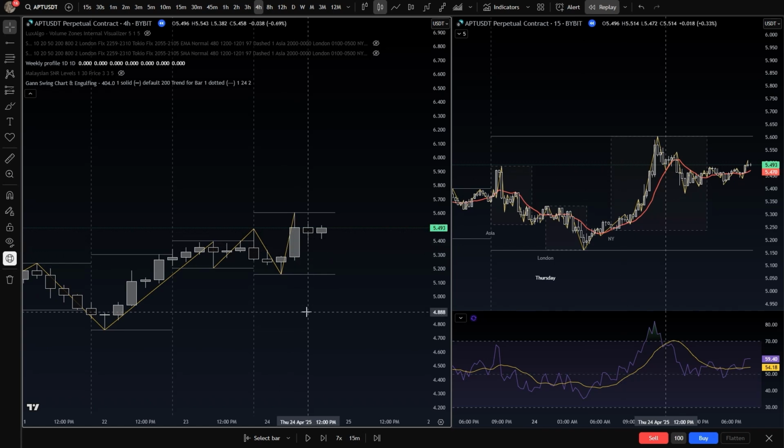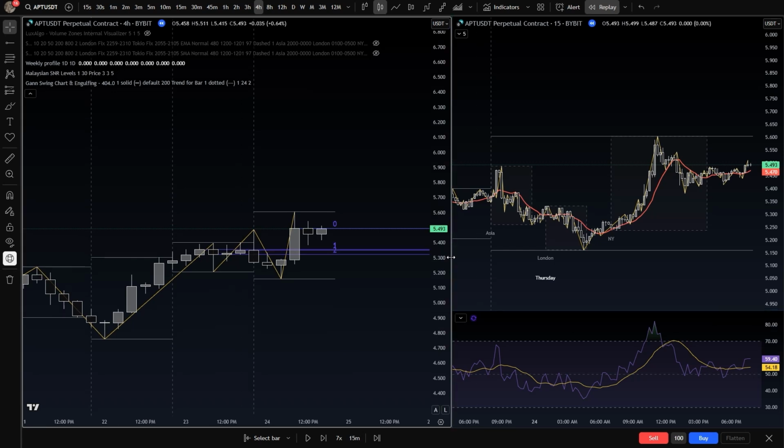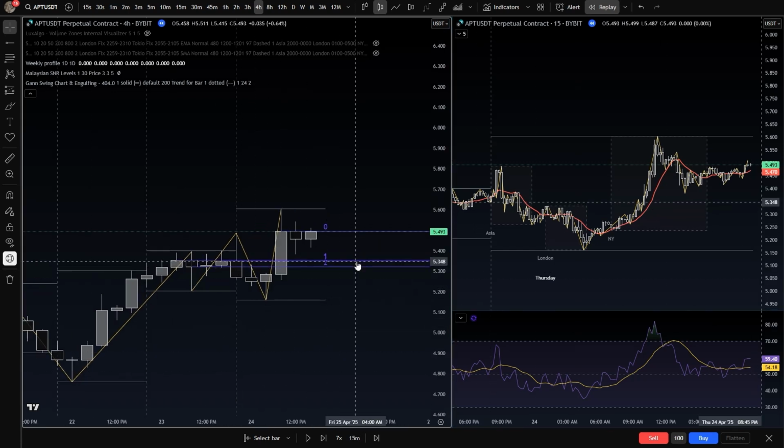To spot support levels on the chart, I activate now my Malaysian SNR levels indicator. What you see here are the fresh SNR levels, from which price could bounce off to the upside. So the combination of these indicators provide the direction and possible entries for a trade.